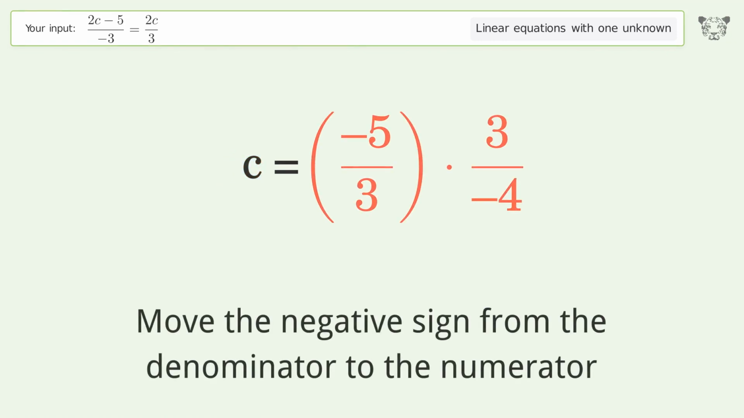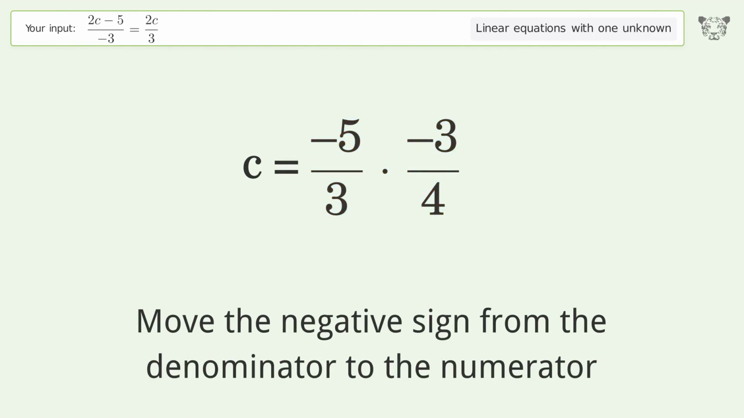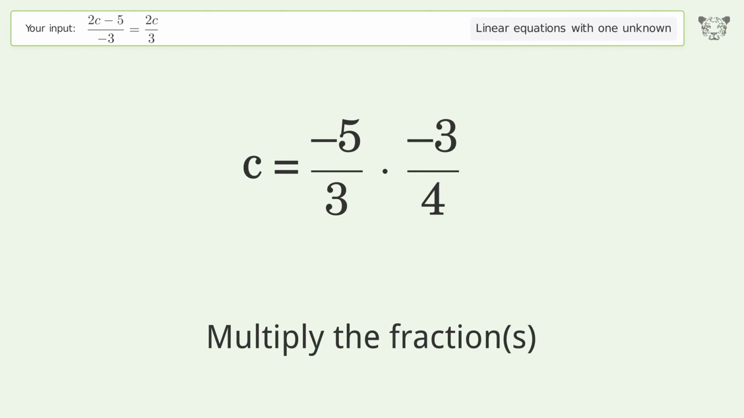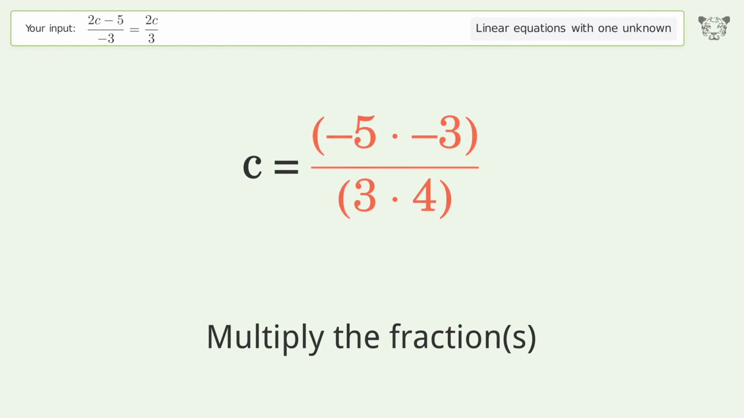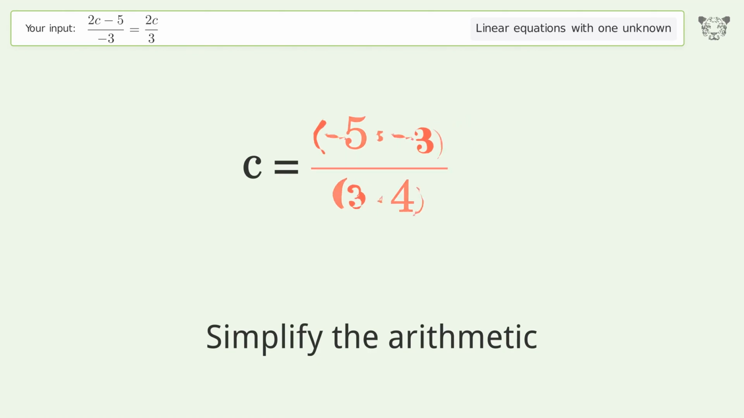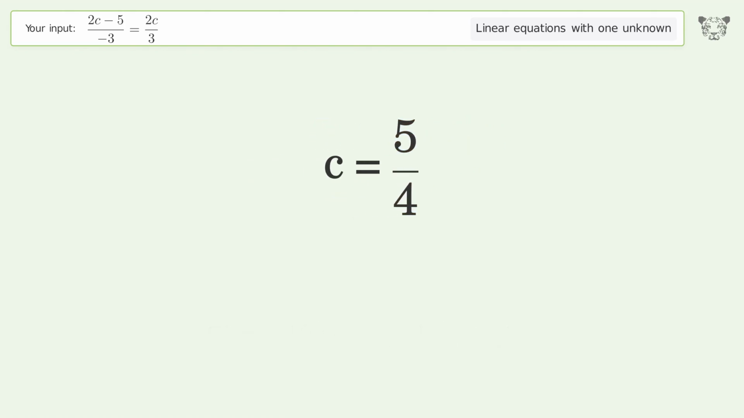Move the negative sign from the denominator to the numerator. Multiply the fractions. Simplify the arithmetic. And so the final result is c equals 5 over 4.